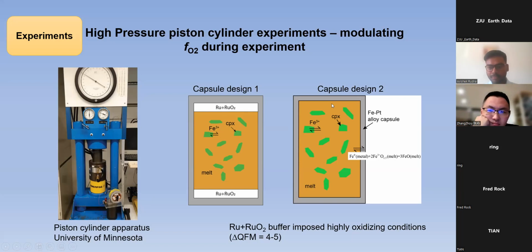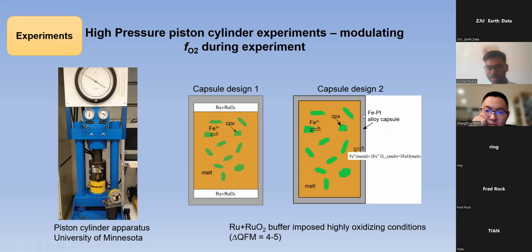We need to do something. We need to make a design where we can reach an FO2 of the system which is very similar to the upper mantle, so around QFM minus 2 to QFM plus 2 or so. So for that, we used iron-platinum alloy capsules. We used platinum capsules which are pre-saturated with iron metal. So you have a certain concentration of iron metal within the platinum capsule.